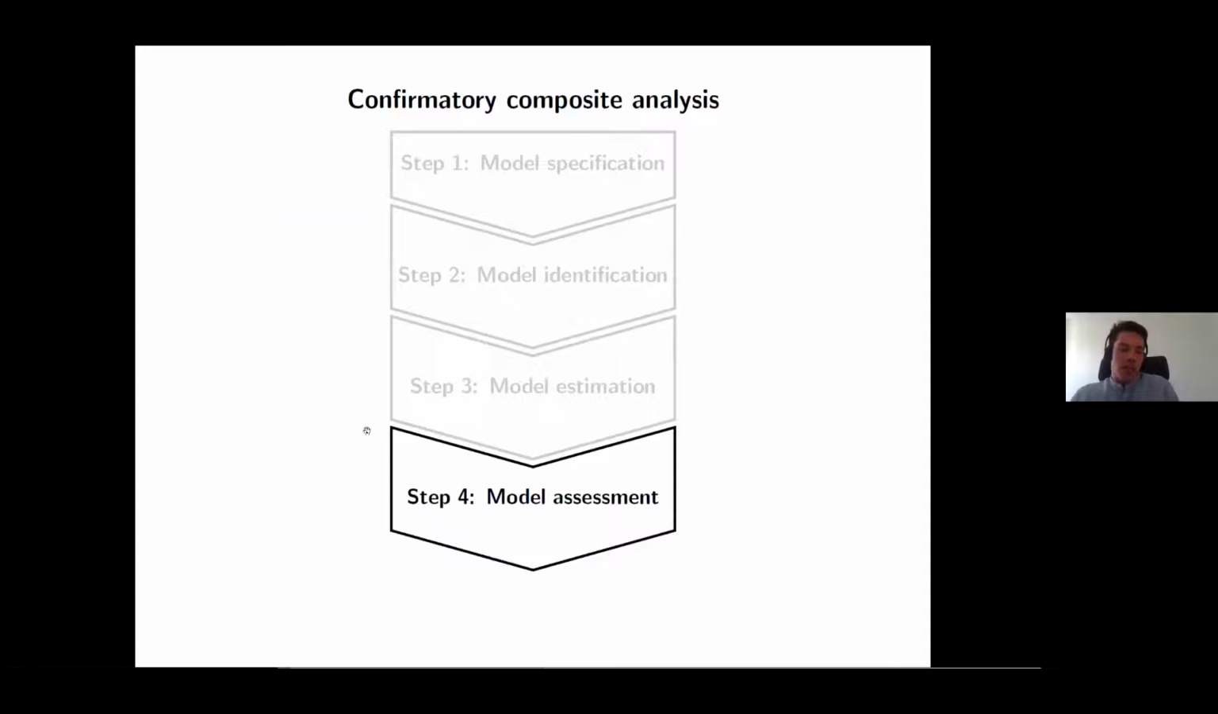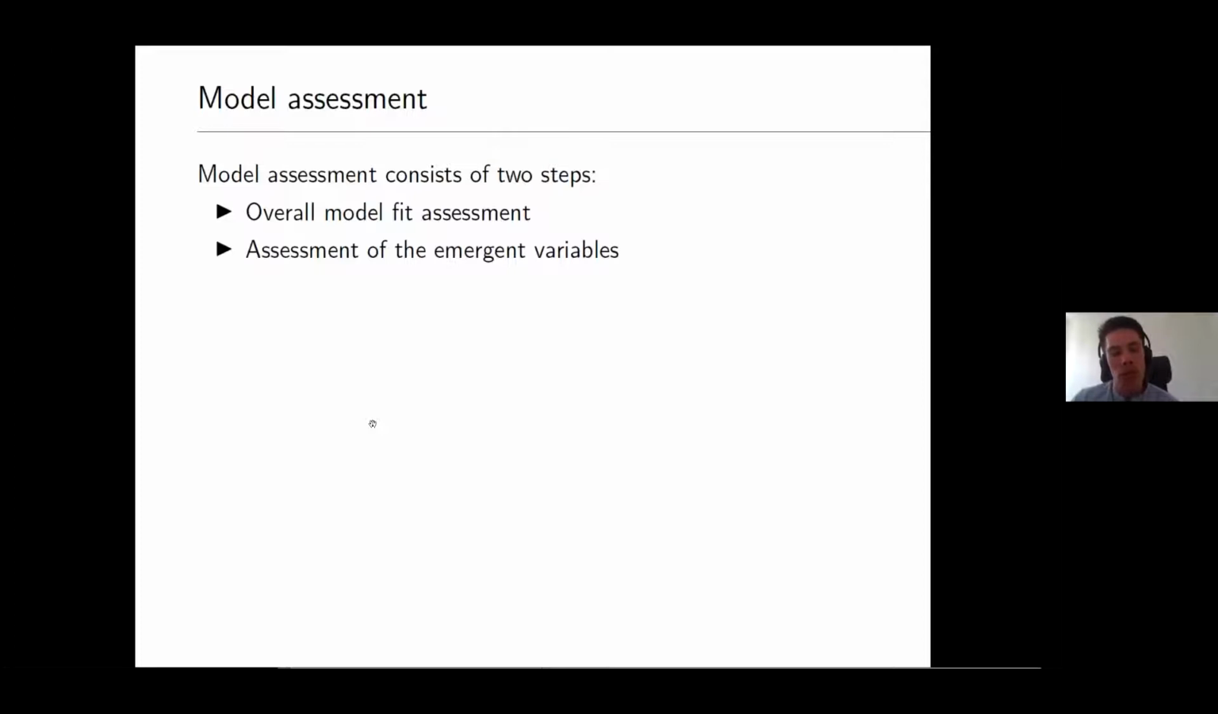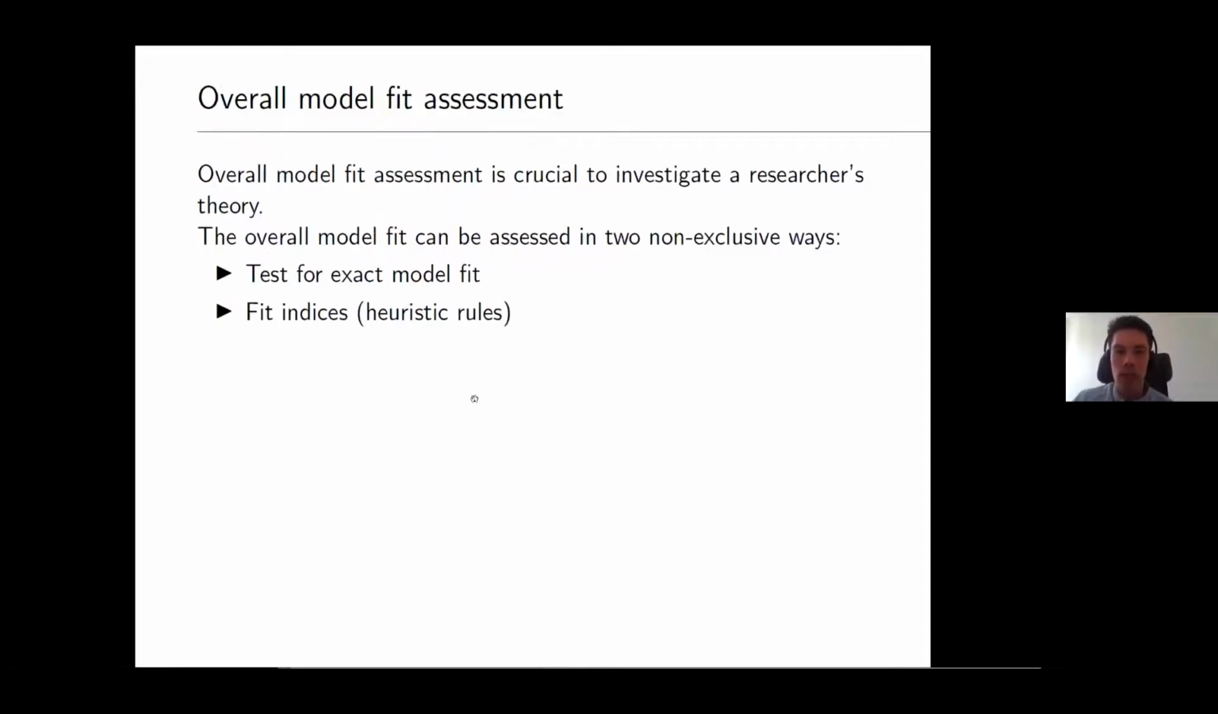Then in the last step, we come to the assessment of the model. The assessment of the model typically involves two parts. The first part refers to the overall model fit assessment, and the second part refers to the assessment of the emergent variables. So let's have a look first at the overall model fit assessment. In general, the SEM literature provides two broad categories: tests for exact model fit and fit indices.